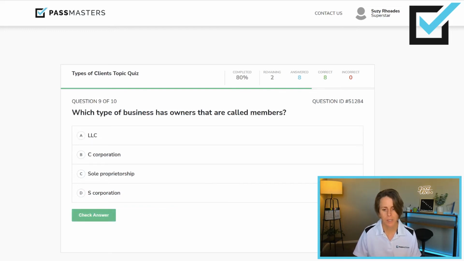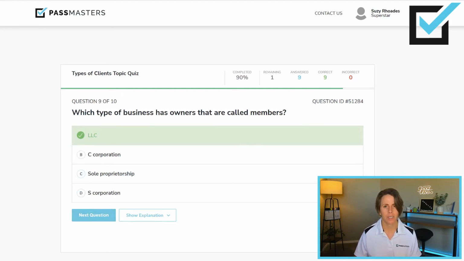Which type of business has owners that are called members? Choices include LLC, C corporation, sole proprietorship, or S corporation. It is the LLC that has members. You can have as small as a sole member LLC, or you can have a multi-member LLC. Members, LLCs. Corporations have shareholders. A sole proprietorship is owned by one individual.